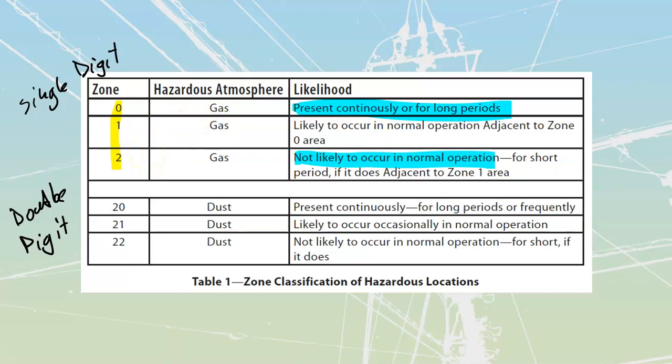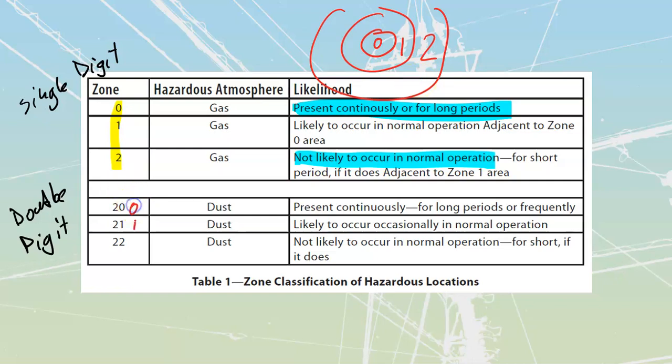We're always going to have concentric rings. If we do have a zone 0, we can never have just a zone 0 by itself. We are also going to have around that zone 0 a zone 1, and around that zone 1 we have to have a zone 2. Because here we know there is explosive gas inside of that 0, so it's very likely it's going to be out here, but as we get further out, it's less likely that it's going to be that far out.